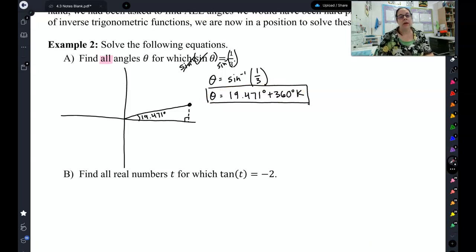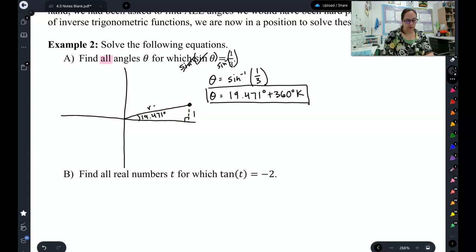Now, here's the trickiest part. That's not actually all angles. And here's why. We learned from 4.1 and 4.2 that there are always two triangles. So if I look at this triangle here, this triangle has a y value over an r value of 1, 3.